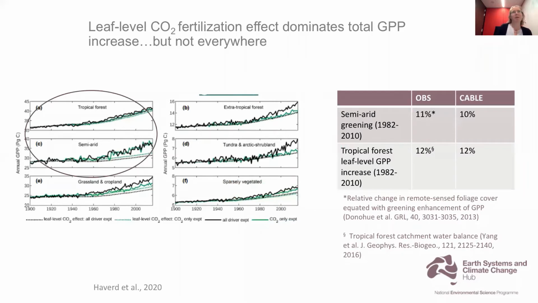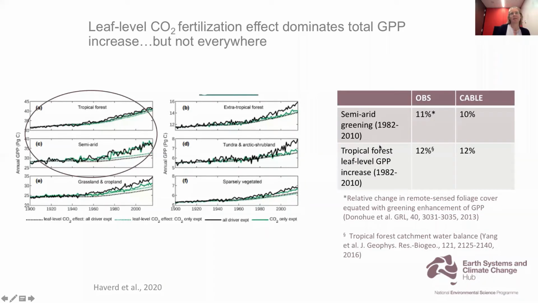So on the global scale, the leaf level CO2 fertilisation effect dominates the global photosynthesis increase, but that's not true everywhere. So I've circled here the semi-arid regions of the world. If you just focus on the black solid line and the black dotted line, the black dotted line shows you the leaf level carbon dioxide fertilisation effect, and the black solid line, the total. And so the difference between those is the greening. And that's in stark contrast to, say, tropical forests, where the entire increase is attributable to the direct leaf level effect.